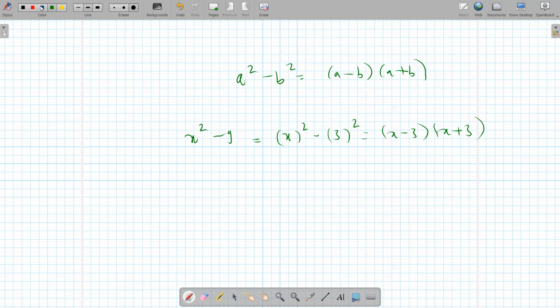Okay, why don't you tell me the answer to the next question? 4x to the 6 minus 36y to the 8. What does this factor out to? It's going to be something times something.